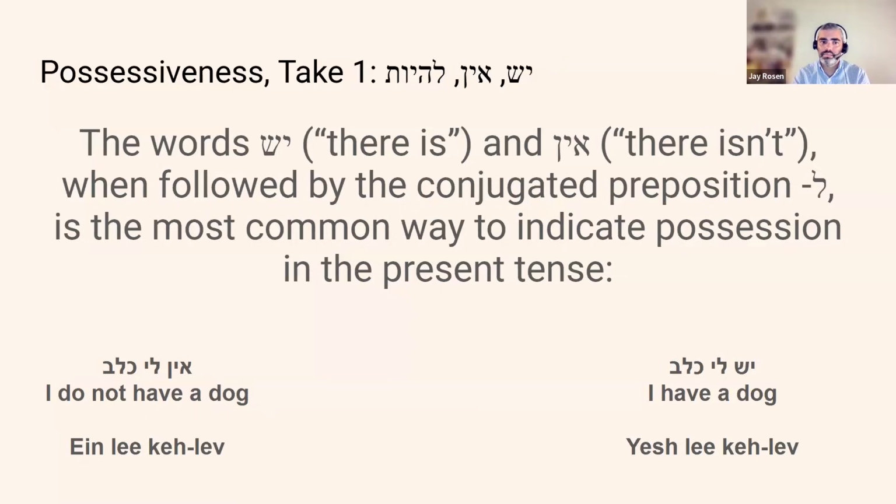Okay? Ein is simply there is not. It's the negation of yesh. Yesh li kelev, I have a dog. Ein li kelev, I don't have a dog. There is no dog to me, or there is not to me a dog.